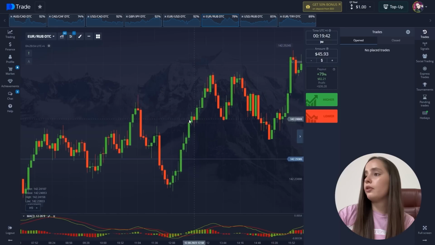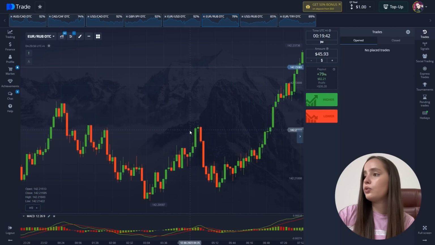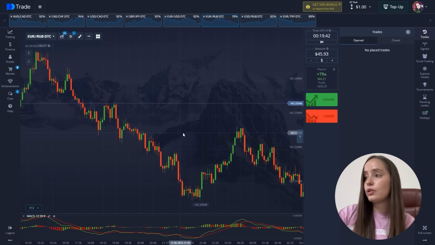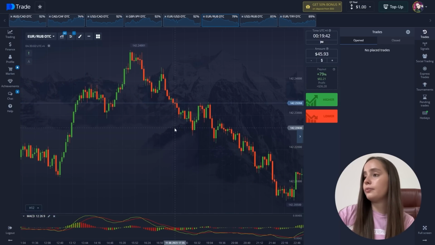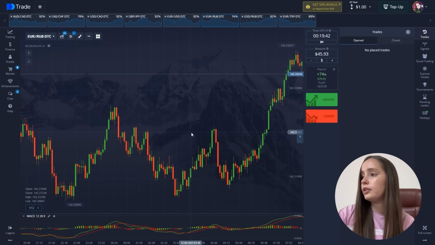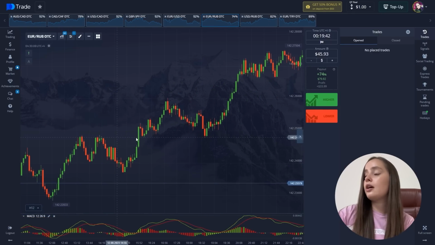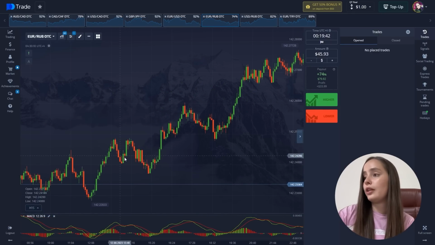Well, for example, this is how it looks like, followed by a decline in the market, and there is a double bottom figure. So here it is, double bottom figure. These are the main figures that indicate a change in the market. So a double bottom indicates an uptrend in the market.